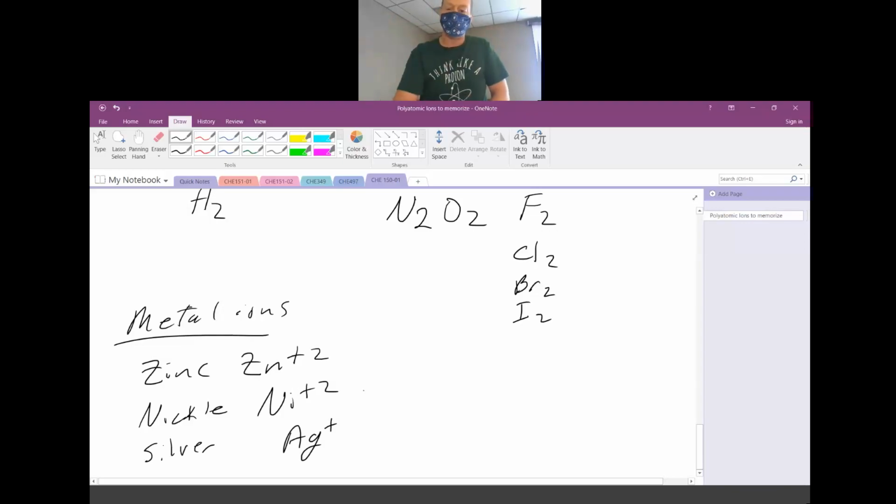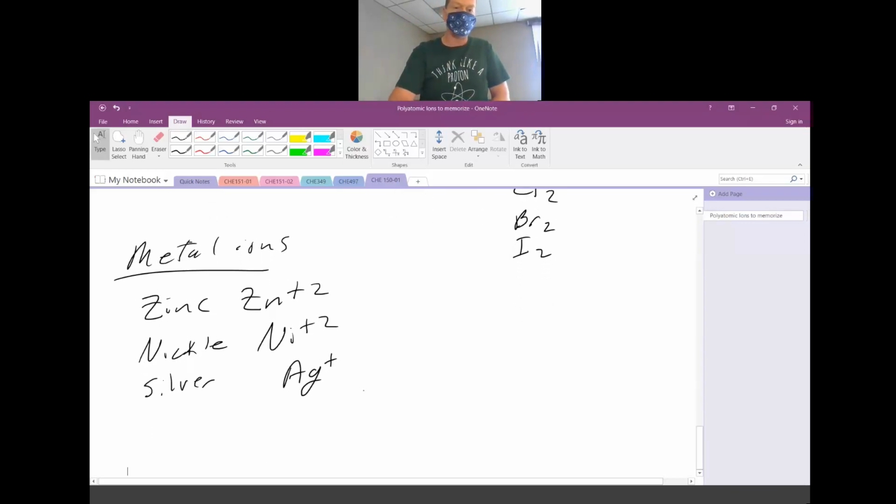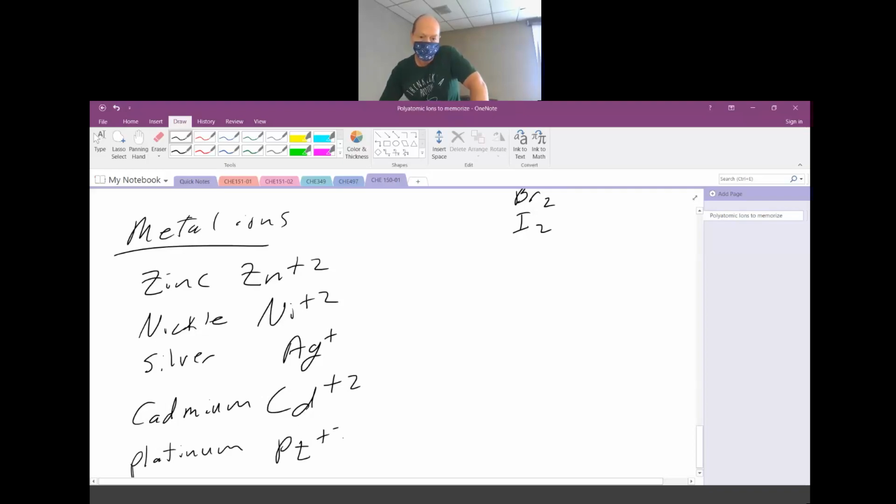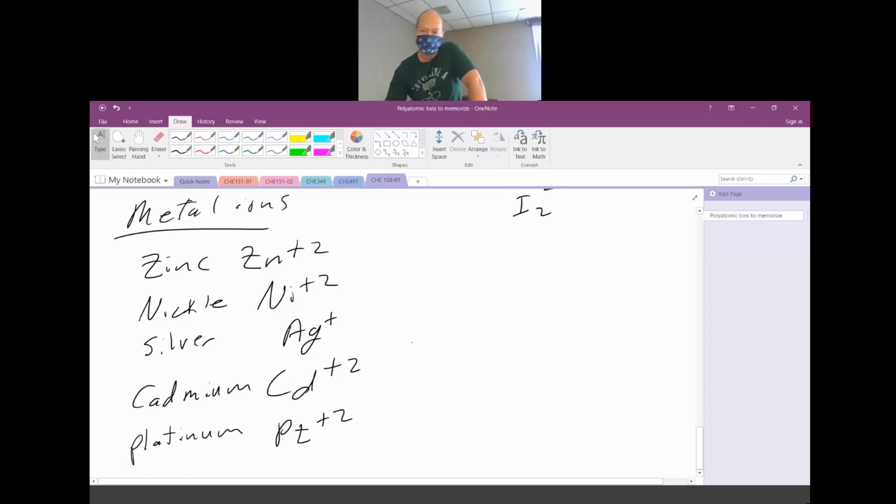Most of your transition elements have a stable +2. Silver is not included in that most. Silver is only a +1. Cadmium is Cd +2. And platinum is also +2.